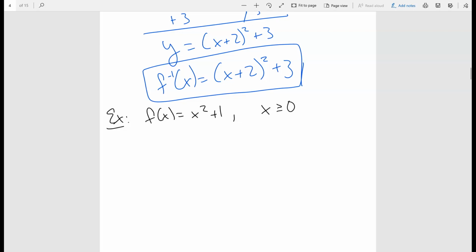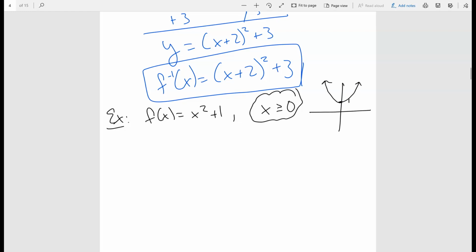Okay, so we want to find the inverse of f of x equals x squared plus 1, where x has to be greater than or equal to 0. Now, why would you want x to be greater than or equal to 0? Well, let's think about what x squared plus 1 looks like. It's x squared shifted up 1 unit, and it looks like that.